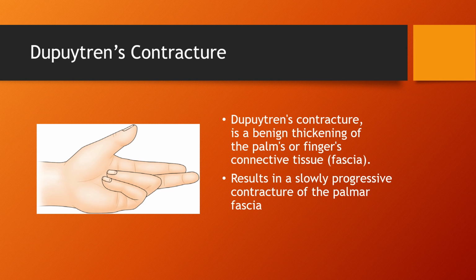Dupuytren's contracture. This is a flexion of the fourth and fifth fingers, may even involve the third finger as well. It's a benign thickening of the palms or fingers' connective tissue, the fascia, and it results in slowly progressive contracture of the palmar fascia. Treatment is stretching exercises to prevent it, and then if you can't prevent it, a surgery can be done, a fasciotomy can be done to correct it.